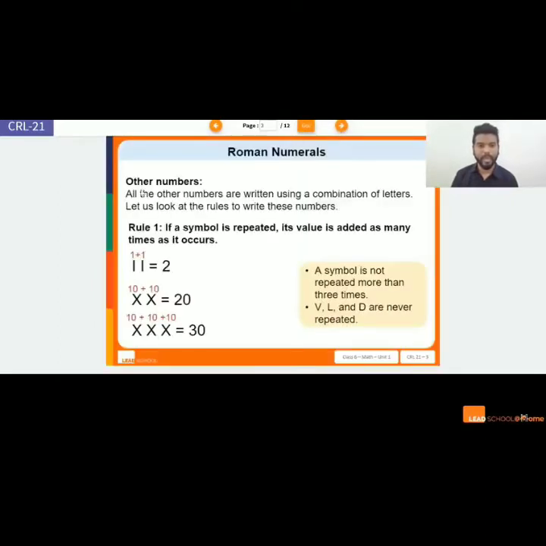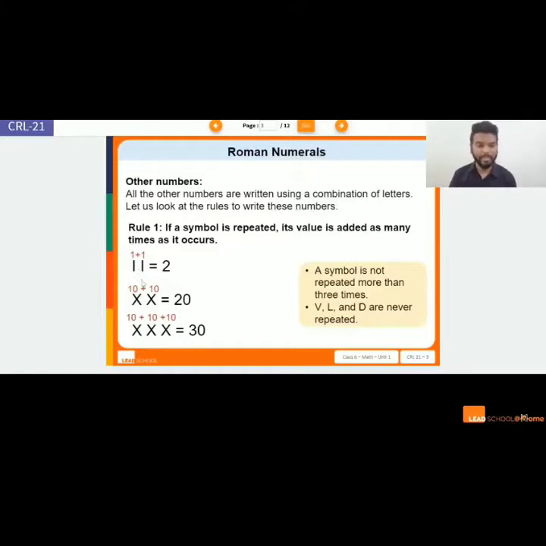Okay. Other numbers. All the other numbers are written using a combination of letters. Let us look at the rules to write these numbers. Rule 1. If a symbol is repeated, its value is added as many times as it occurs. This is something like what we use in tally. So if a symbol is repeated, we add the value as many times as we see the symbol.